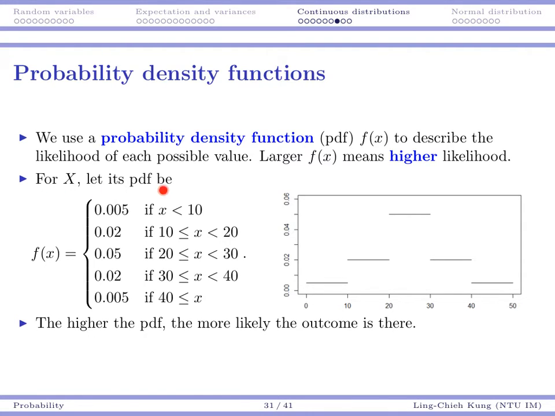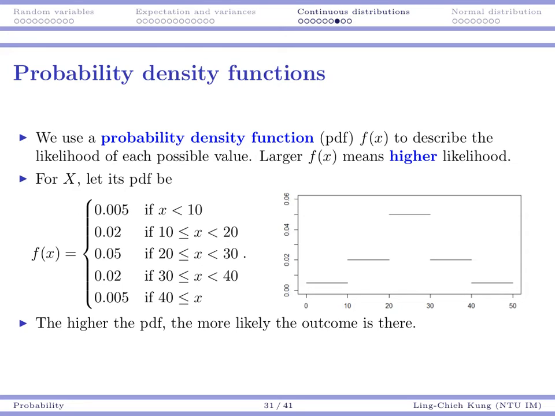Let's use the temperature thing as an example. Here we are having 5 different intervals. Within the interval 20 to 30, we have the highest likelihood, which is 0.05. For the two intervals 10 to 20 and 30 to 40, the likelihood is lower, and that's 0.02. For the last two intervals, the likelihood is very small, it's 0.005.